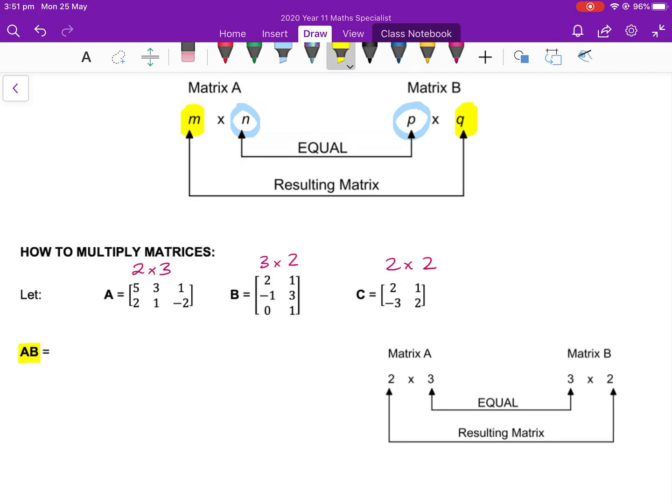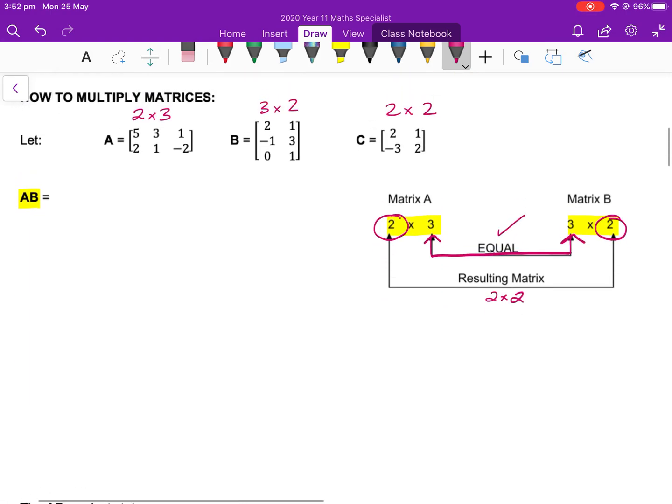So to check this, we're going to make sure that when we write the order of each matrix, the column of the first one equals the row of the second, and it does. And the resulting matrix we're going to get is going to be a 2 by 2 matrix. So we know that after we multiply these together, our answer will fit in a 2 by 2 matrix. So let's see this in action.